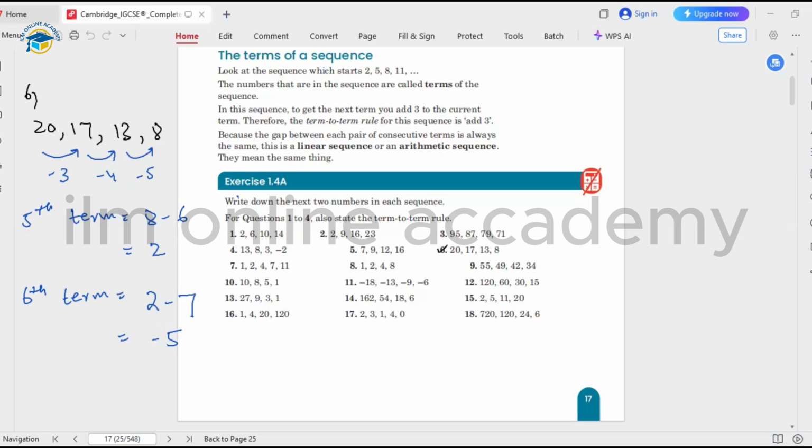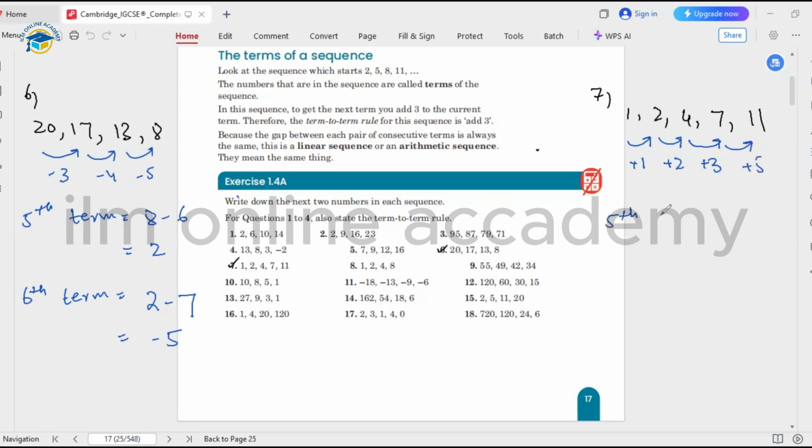Okay, next, moving on towards part number 7, we have the sequence 1, 2, 4, 7, 11. Let's check that it's basically an increasing sequence. What do we need to add to get the next number? To 1, I'm going to add 1 to get the next number. To 2, I'm going to add 2 to get 4. To 4, I'm going to add 3. And to 7, I'm going to add 4 to get 11.